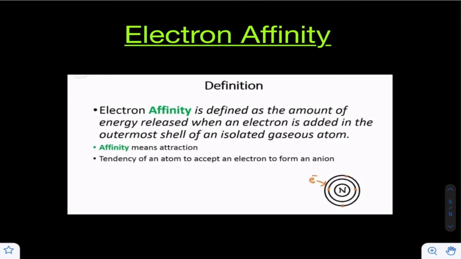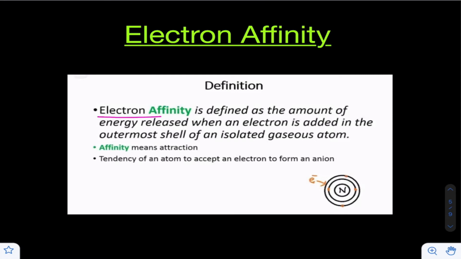Now come to property number 5, electron affinity. Electron affinity is just the opposite of ionization potential. In ionization potential we were discussing the losing of electrons. Here we will discuss the gaining of electrons. So basically this property is meant for non-metals. So what is electron affinity?